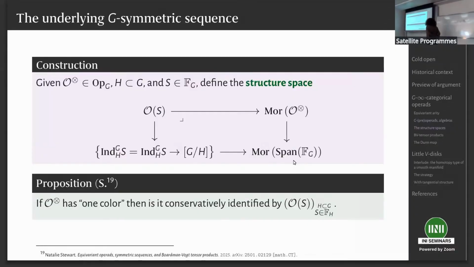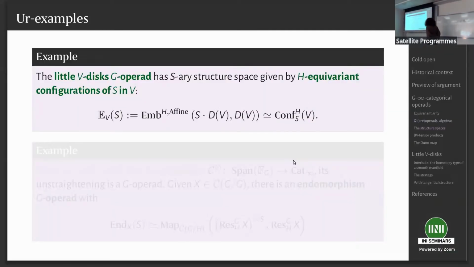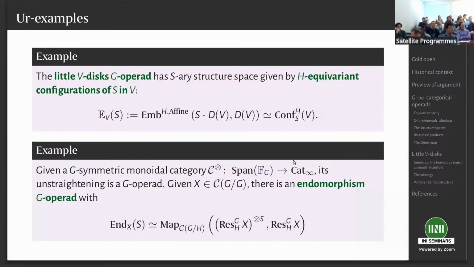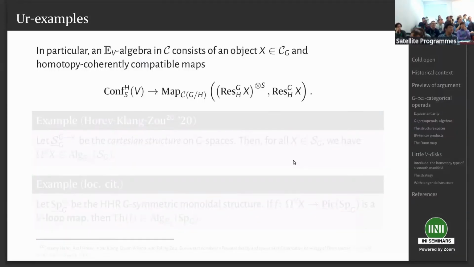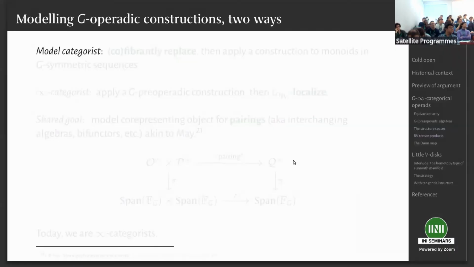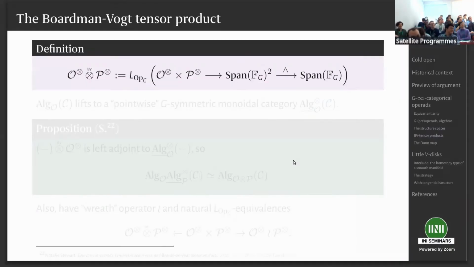Okay, there's an underlying G symmetric sequence, it's conservative. There's E_B operads, they work the way that you think they do. Algebras look like actions of the structure spaces on these equivariant mapping spaces. Examples are loop spaces, G spectra. And the thing I really want to get at is probably this definition.